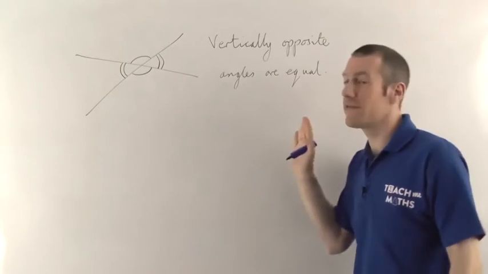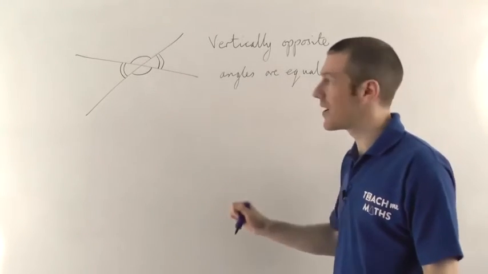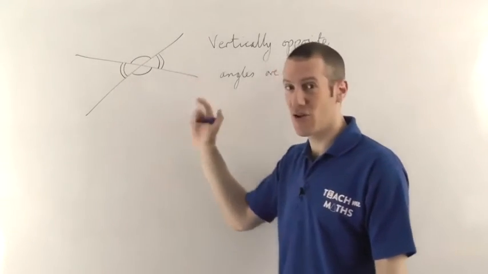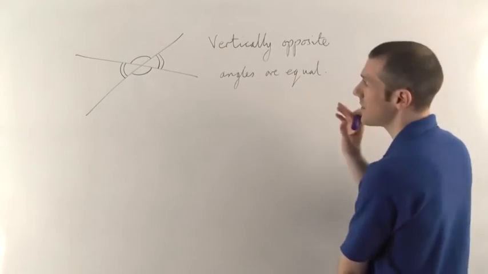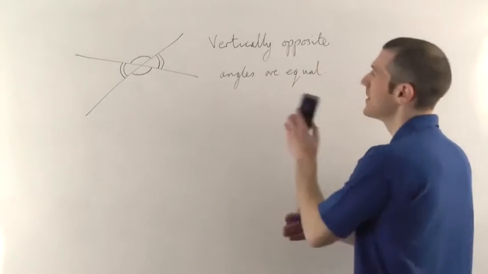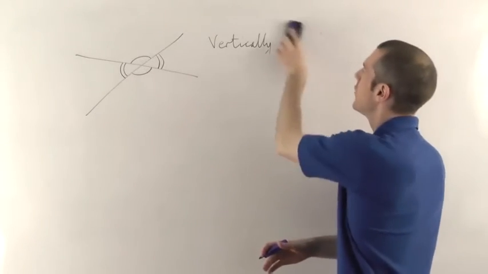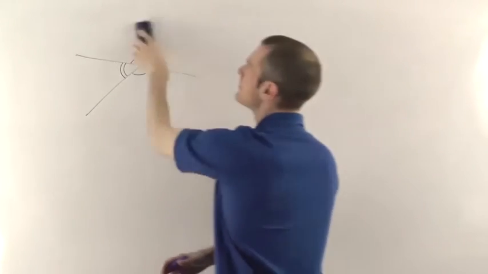So that's quite an important fact to do with angles that you should be aware of. This situation where you have two lines that cross happens a lot, so be aware of that one. Okay, that's our first angle facts really. The next set of angle facts are all to do with parallel lines.